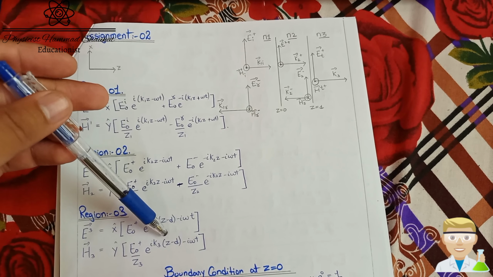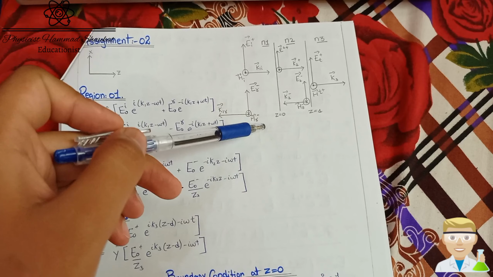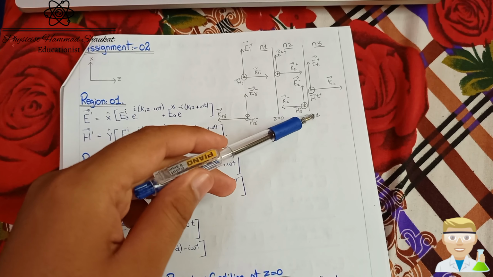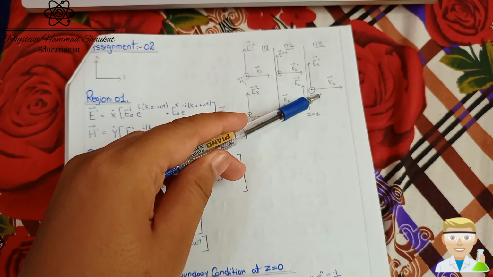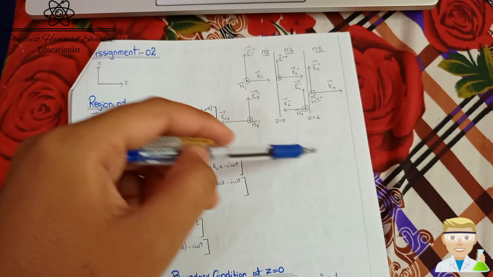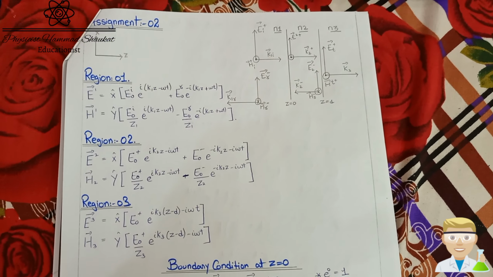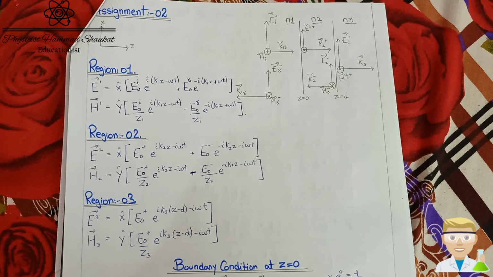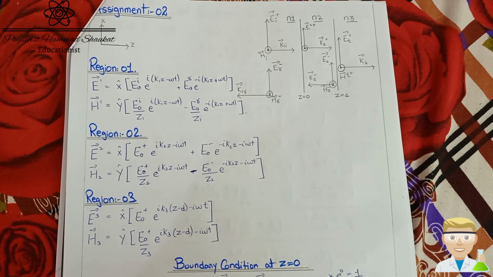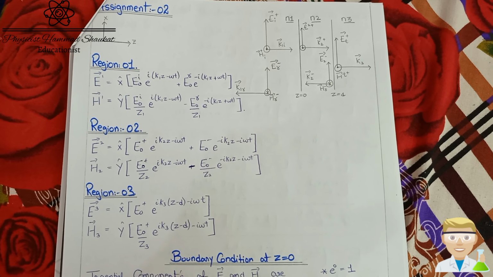Now again your d changes into z minus d, because your total distance is z and here is the boundary d. Whenever you are in the third region, you have to subtract d from the total, z minus d, and e power minus iota omega t stays as it is. So these are basically the electric and magnetic field equations in regions 1, 2 and 3.